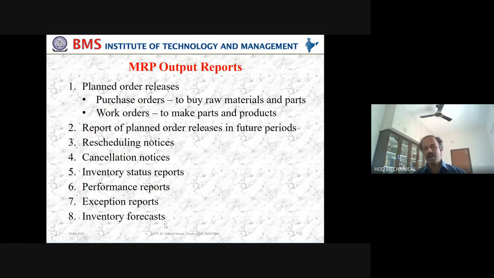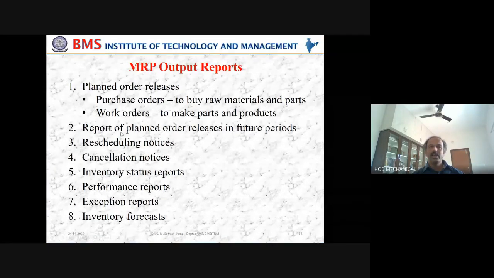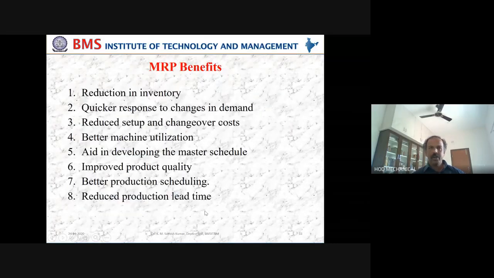Then inventory forecast. Depending upon the amount of material that you have ordered, you are going to forecast that in another 3 months in my factory I will be having so much inventory. Correct. So these are all the reports which are going to be present in what is called your MRP approved reports: the planned order releases, rescheduling notices, cancellation notices, inventory status report, performance report, exception reports, and inventory forecast reports.